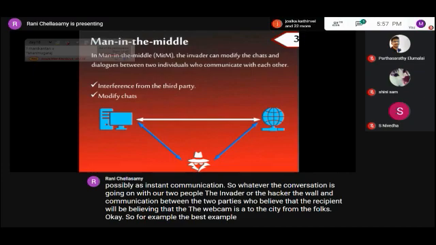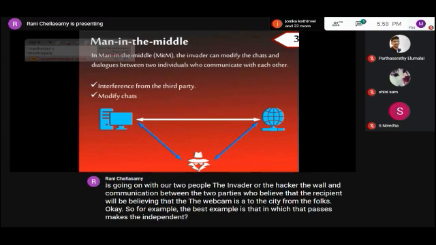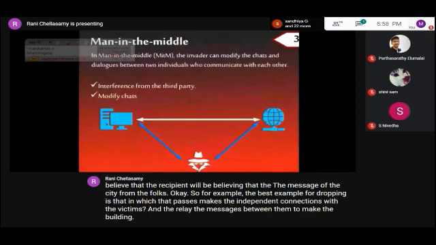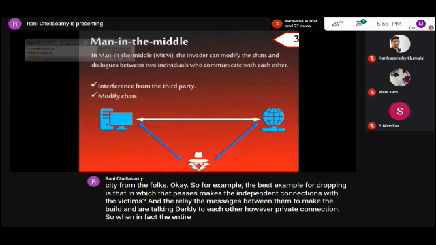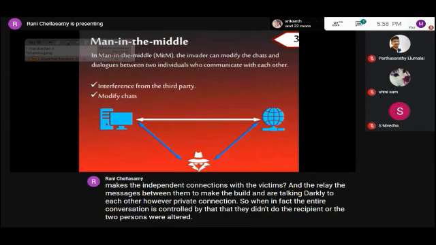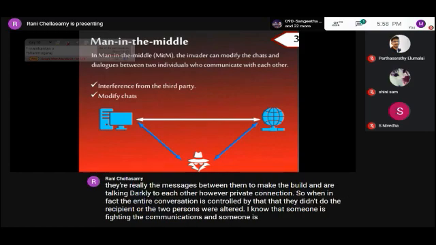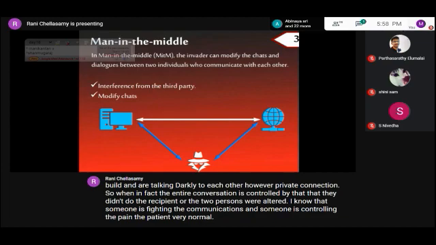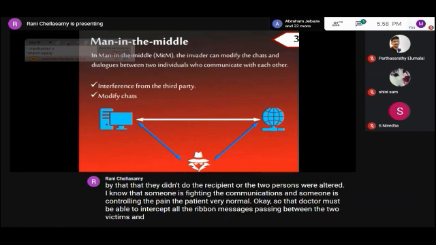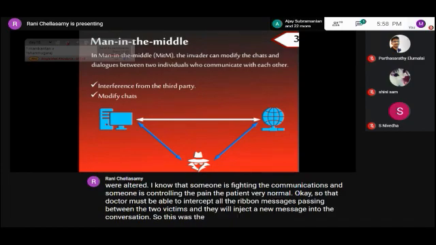Eavesdropping is where the attacker makes independent connections with the victims, and relays the messages between them to make them believe that they are talking directly to each other over a private connection. In fact, the entire conversation is controlled by the attacker. The two persons won't know that someone is altering the communications and controlling the conversations. Okay, so the attacker must be able to intercept all the relevant messages passing between the two victims, and inject a new message into the conversation. So this is what happens in the man in the middle attack.